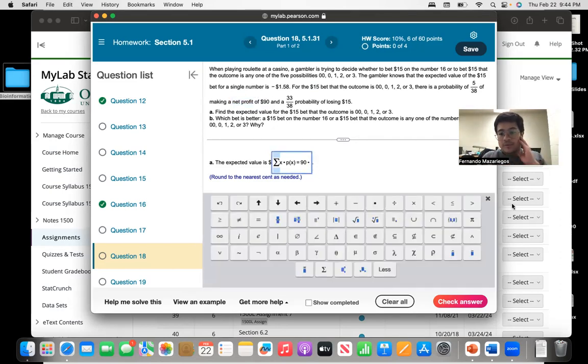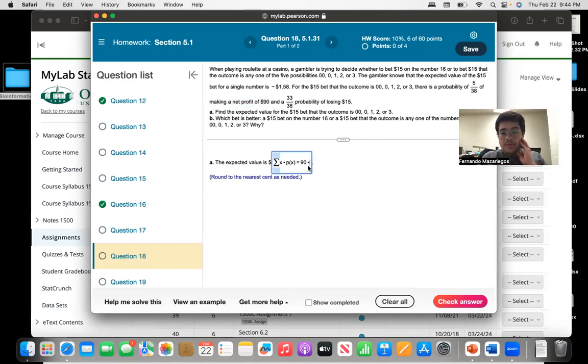So we go back to the formula. We have this outcome of 90. We multiply that by its probability. So what is the probability that we win? We are being told it is 5/38. And we do this for all the possible outcomes. We only have one other outcome. The other outcome is that we lose.